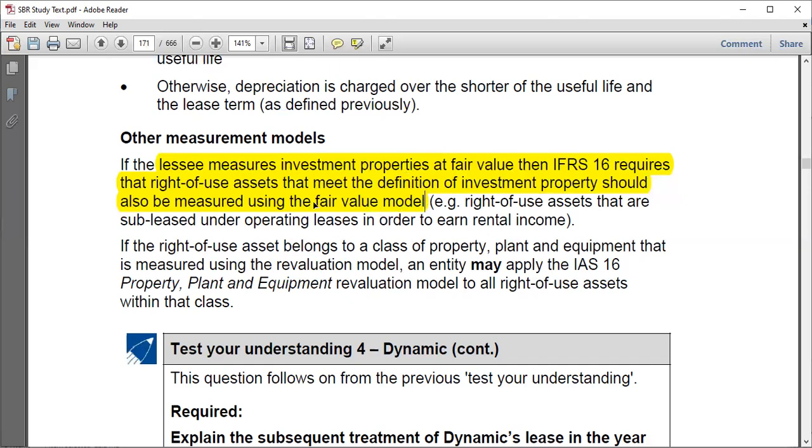So you should be using the fair value model even for leased assets. For example, here they say the right of use assets that are subleased under operating lease in order to earn rental income. Yes, maybe you have something like that. You have the right of use asset. Someone has leased out the building to you, and then you sublease some parts to someone else under an operating lease in order to earn rental income. You can just do that.